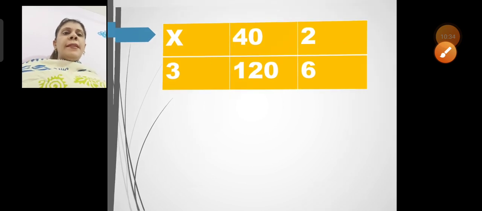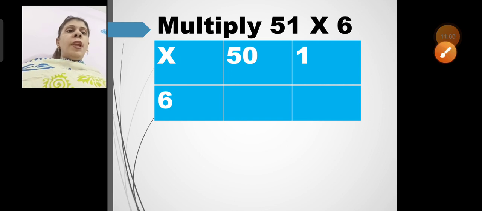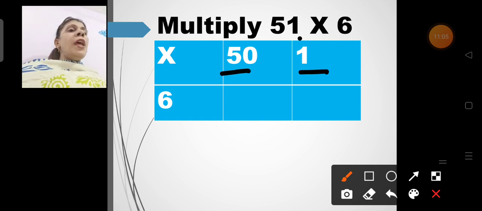Let us move to the next sum. Now multiply 51 into 6. Again, first step, 3 rows, 3 columns. First thing, you are going to put the multiplication sign, and children, you start from your left hand side. Always start multiplication in the lattice method from your left hand side. After that, you are going to split this number, that is 50 and 1. We are going to split 50 in one column, and 1 in another column.